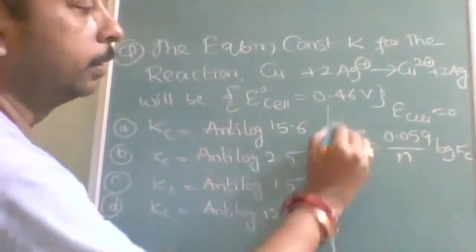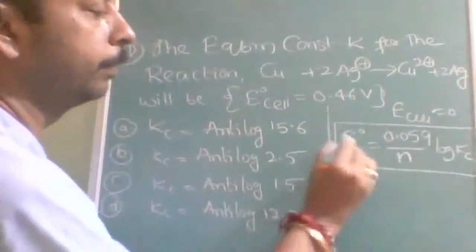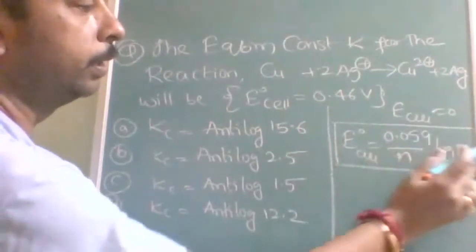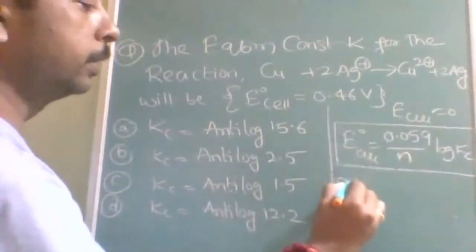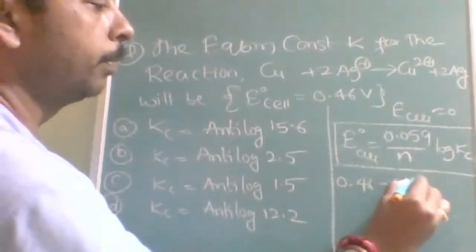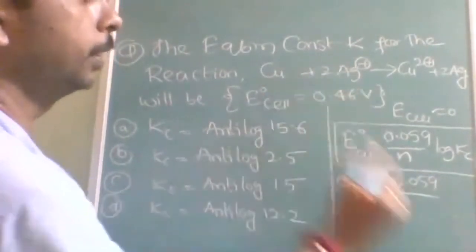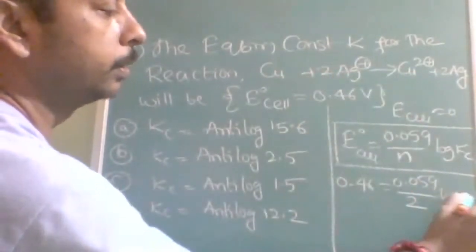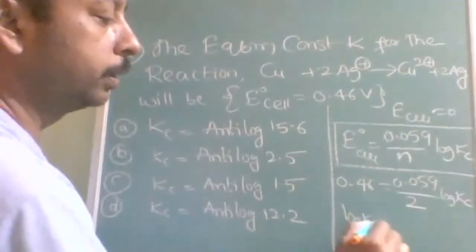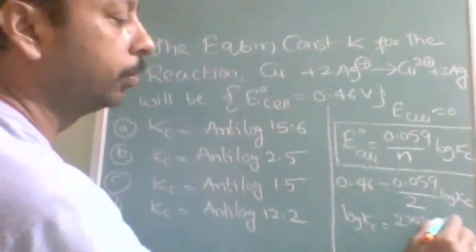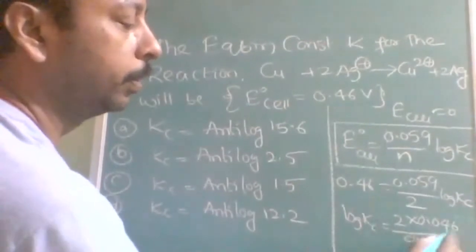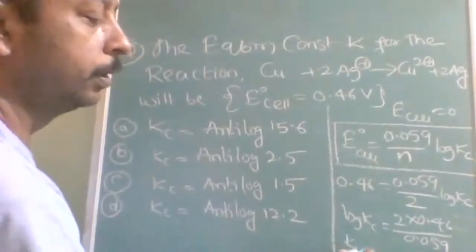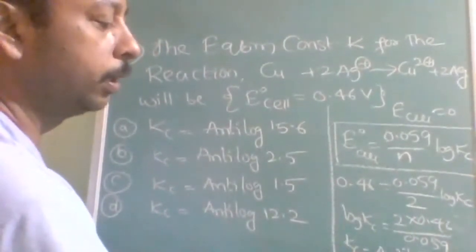that will be Kc. Therefore, the relation between E naught cell and equilibrium is E naught cell equal to 0.059 upon n into log Kc. So E naught cell is given as 0.46, 0.059, and the number of electrons you will take as 2, because copper gives 2 electrons. So log Kc is equal to 2 into 0.46 divided by 0.059. Kc will be equal to the antilog of that.